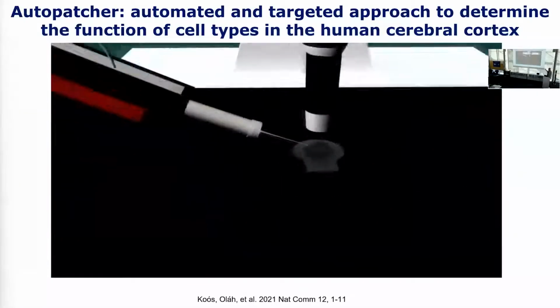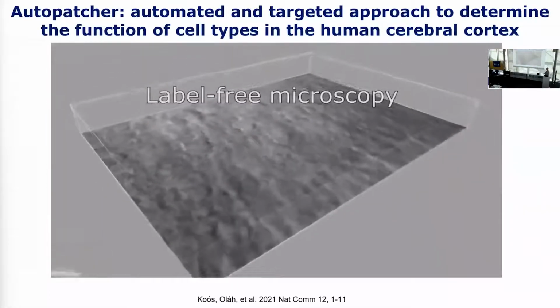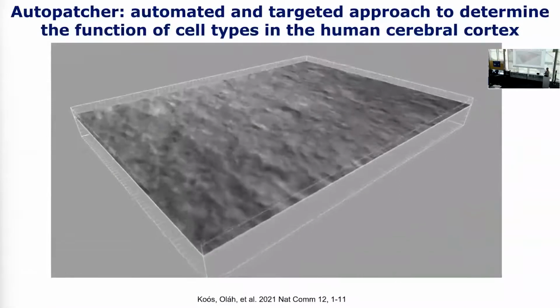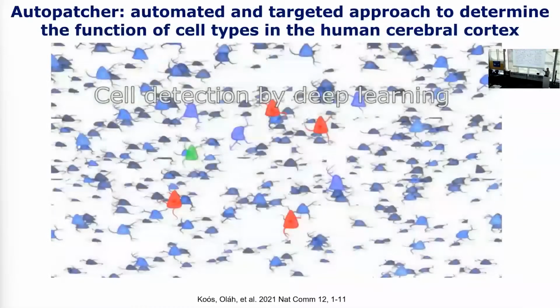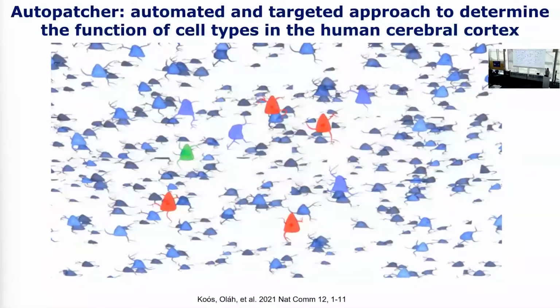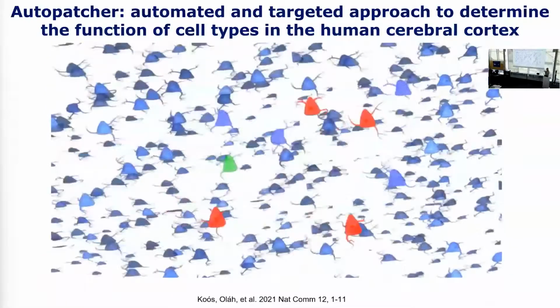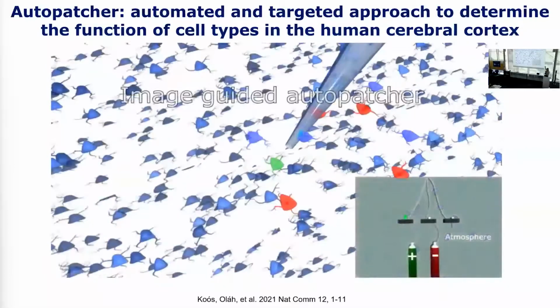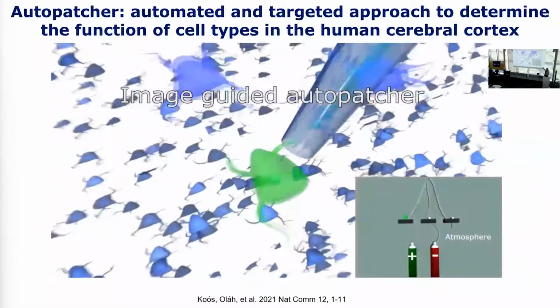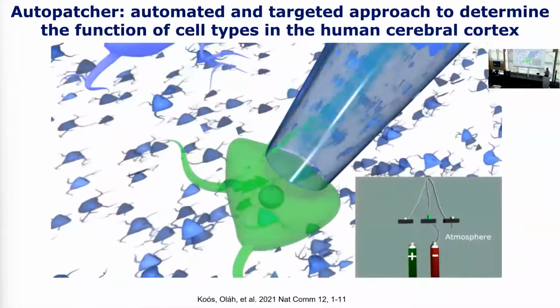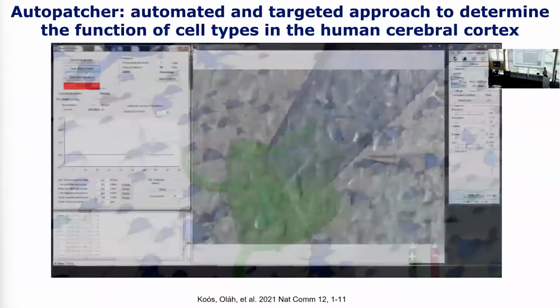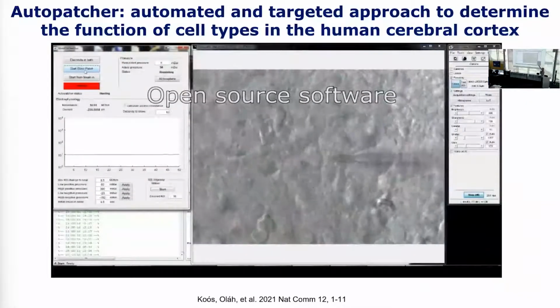So this is the automatic system. You have the slice under your scope. You generate the Z-stack. Your cells are being identified and recognized. This is the cell we want to patch. And the system positions the pipette automatically. Pressure on, approach, target the cell, release the pressure, form the seal, break in, and then you have whole cell. This is the real example of how it works live.